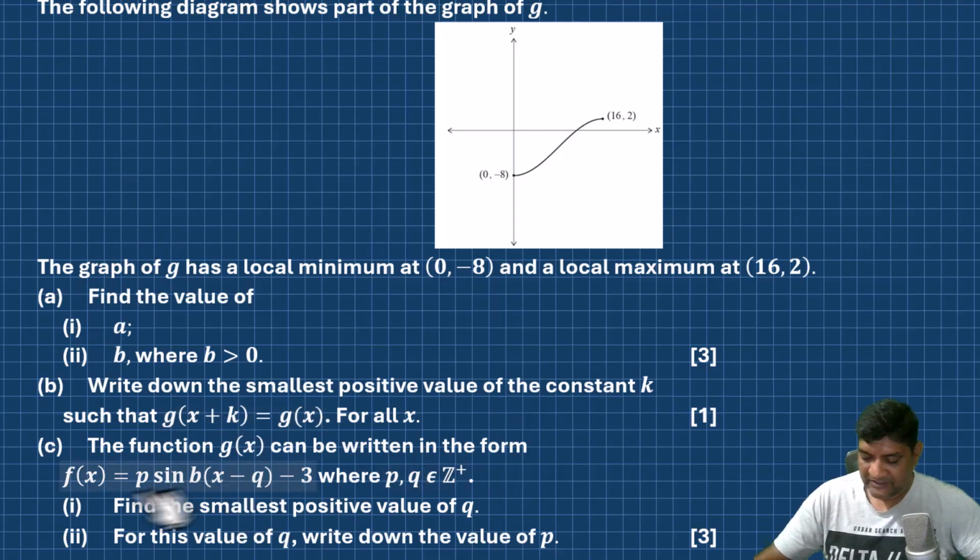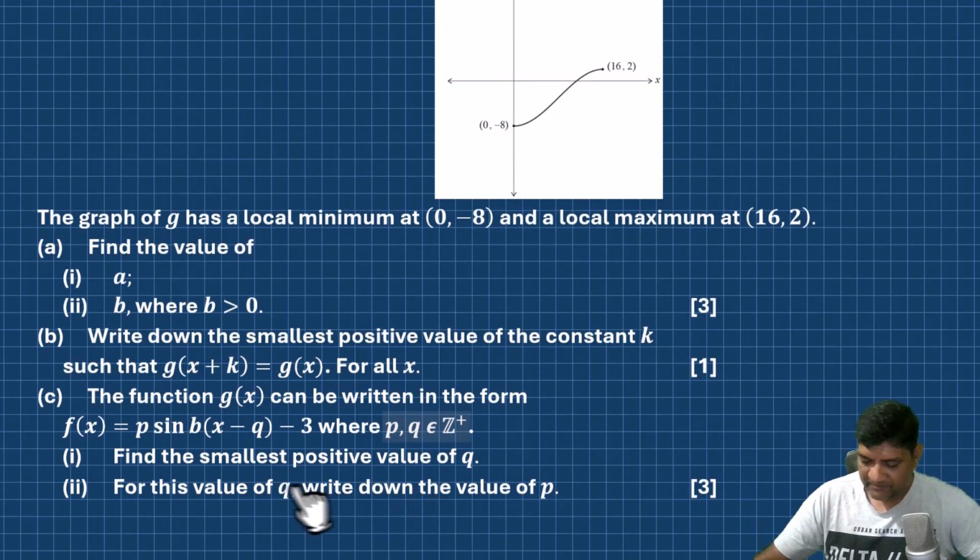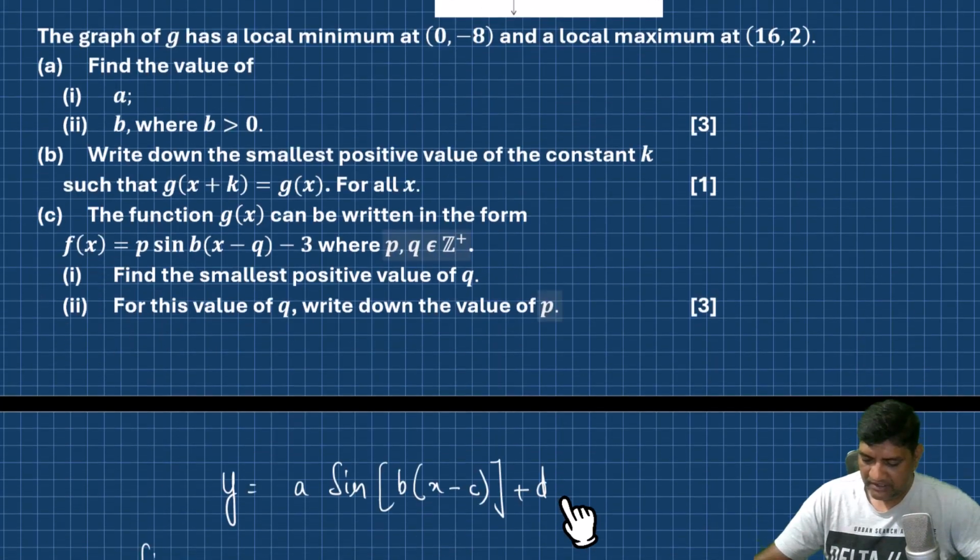The function can also be written in the form of sine. So if I had to consider this to be the sine function, what is the horizontal translation, vertical translation, amplitude, and the period? That's what we're looking for. So from there, we're going to find a value for P and Q.